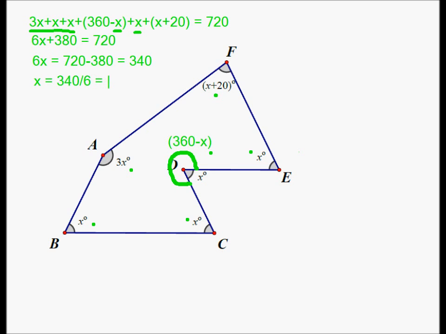Let's see, I have to use my calculator to get that. 340 divided by 6. My calculator is giving me 56.66667. So the value of x is 56.6667 degrees. That's my answer.